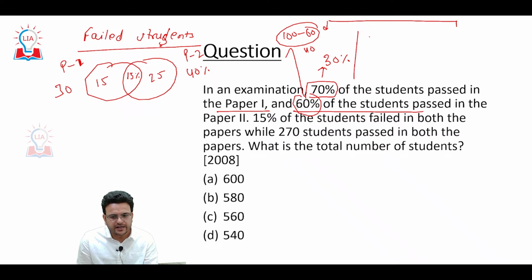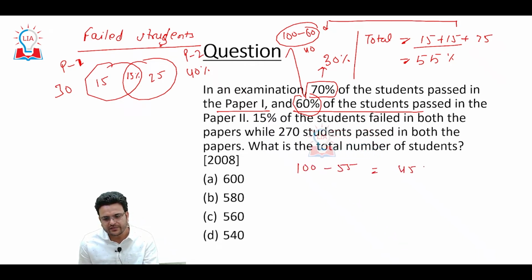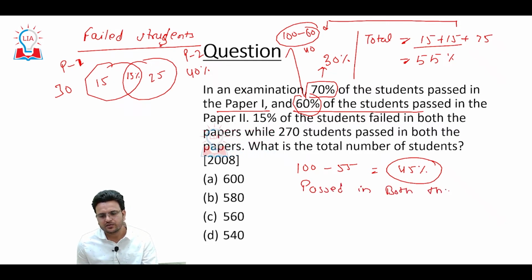So total students who have failed in either or both subjects is 15 plus 15 plus 25, that is 30, 55. So 55% have failed in the two subjects. The students who have passed in both subjects will be 100 minus 55, which is 45. So 45% of students have passed in both subjects.